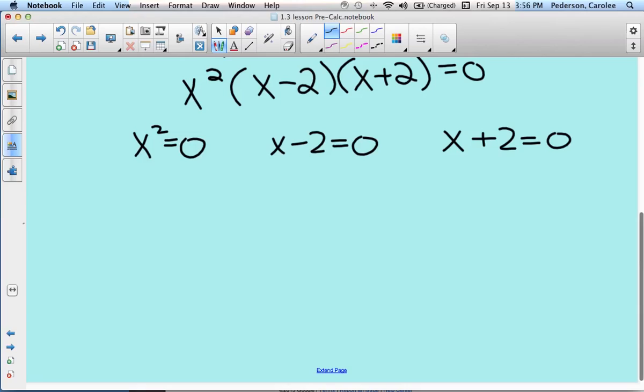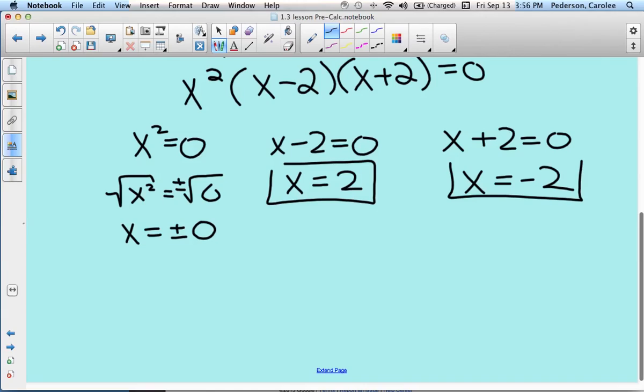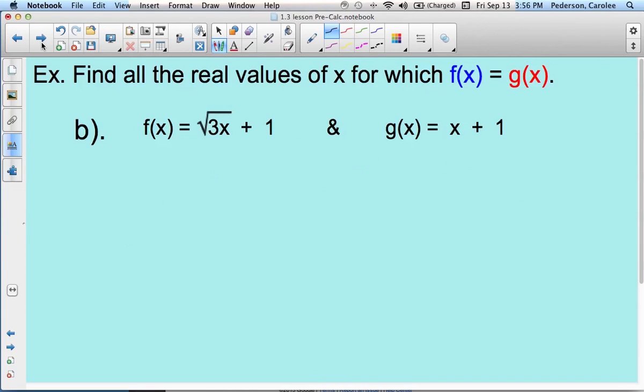Now we solve this first one for x, so we're going to square root both sides. x equals plus or minus 0, which is just 0. Next one, add 2 to both sides, so x equals 2. Next one, subtract 2 from both sides, x equals negative 2. We'll move on to the next example.